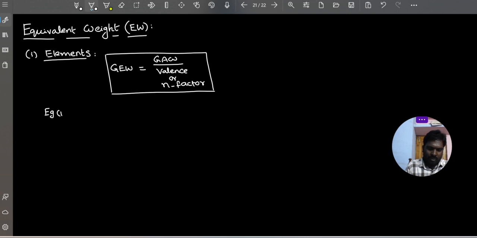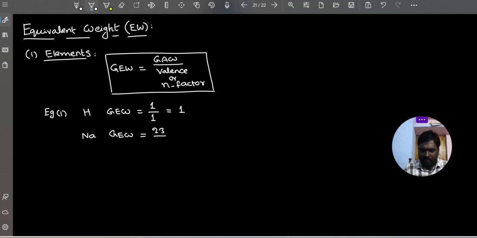Example, hydrogen. Its gram equivalent weight is equal to hydrogen atomic weight 1 and valency also 1. Because hydrogen can form a maximum of one covalent bond, valency is 1, that is the n factor. So gram equivalent weight is 1. Sodium. Gram equivalent weight is equal to sodium atomic weight 23 by sodium valency 1. First A group elements are lithium, sodium, potassium, rubidium, cesium, francium. So their valency is 1. So 23 by 1, 23.